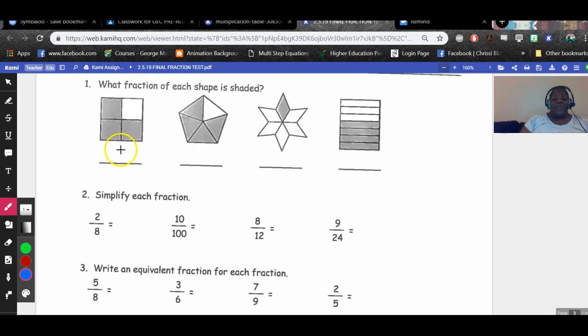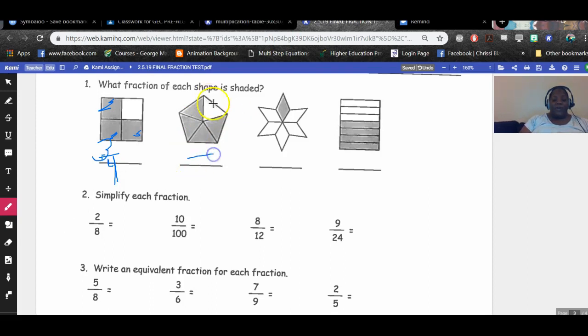So, going back to basics on here, what fraction of each shape is shaded? Just to jog your memory, here we go. There are 1, 2, 3, 4 parts to this all together. So that means that's the denominator, right? And then how many parts of this square are shaded? 1, 2, 3. So answer here, 3/4.